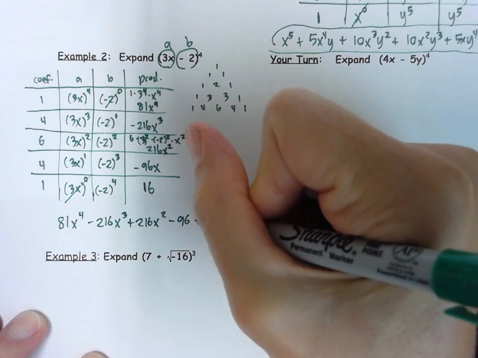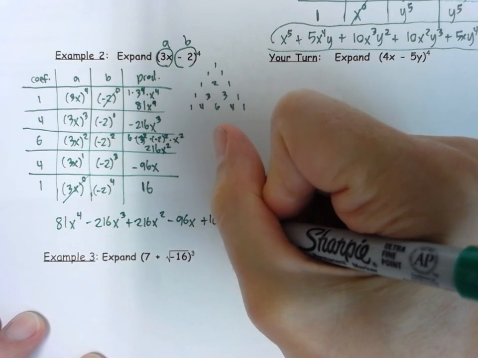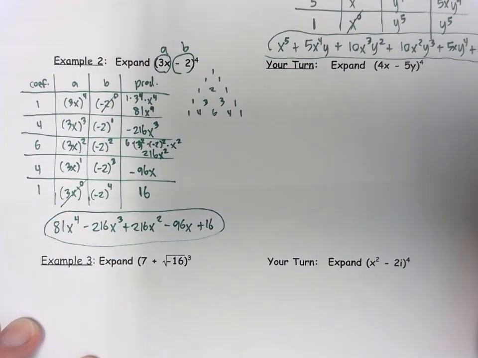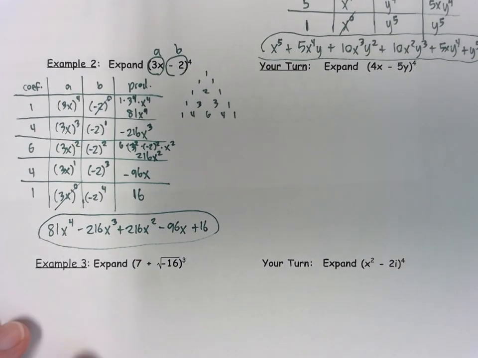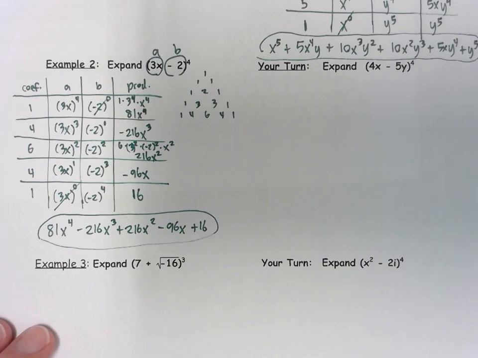Notice how the signs are alternating here. Plus 16. That's your answer. Okay, guys, I would like you to try the one with the 4x minus 5y. Pause the video and work it out and see what you get, and I'll have the answer after you've tried it.